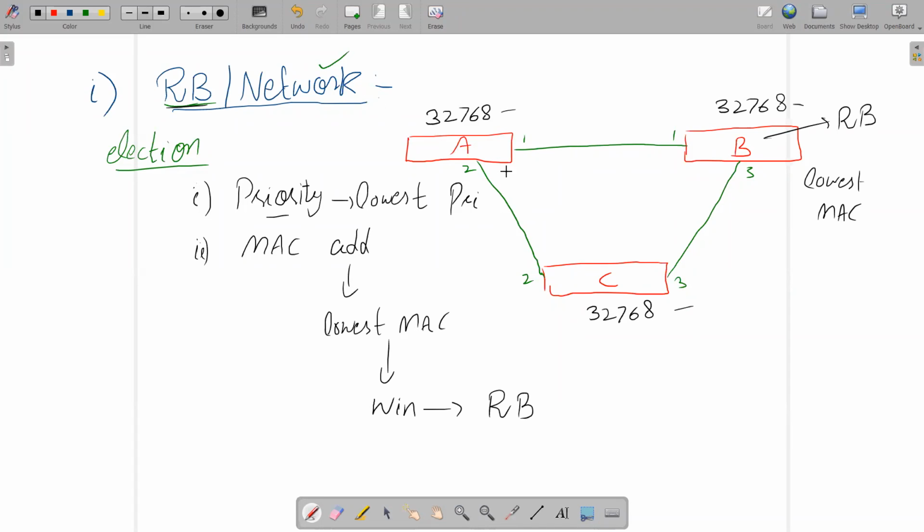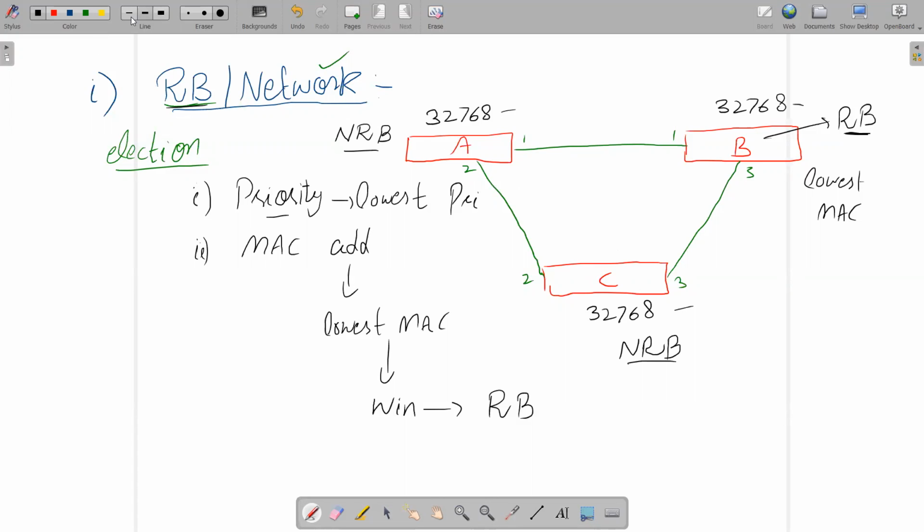And all the remaining switches, it doesn't matter, they are 2, they are 3, they are 4, all the rest of the switches would be by default elected as the non-root bridges. Obviously, there would be one master, one president in the country. So one switch will be acting as a root bridge, and all the rest of the switches, in our case 2 switches, would be acting as the non-root bridge. But that was according to the topology.